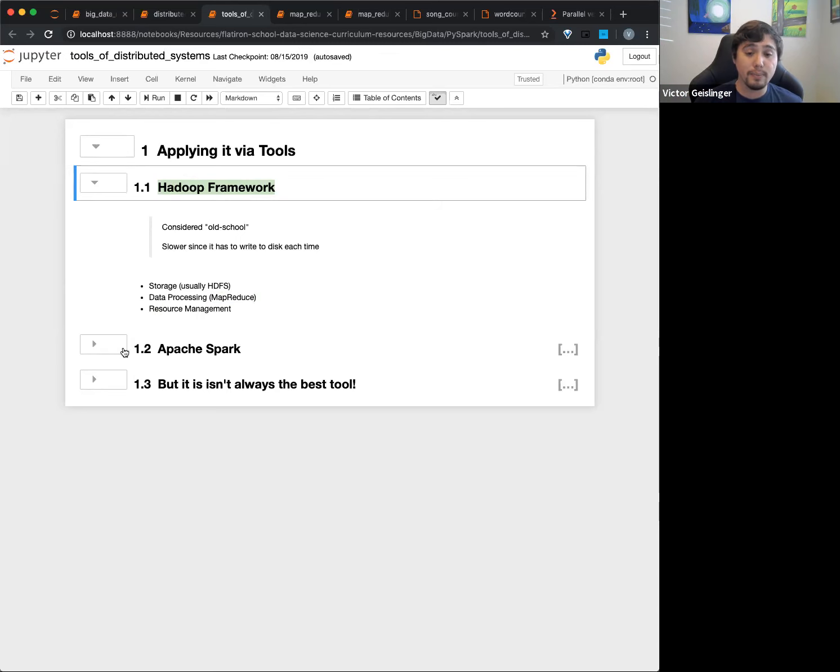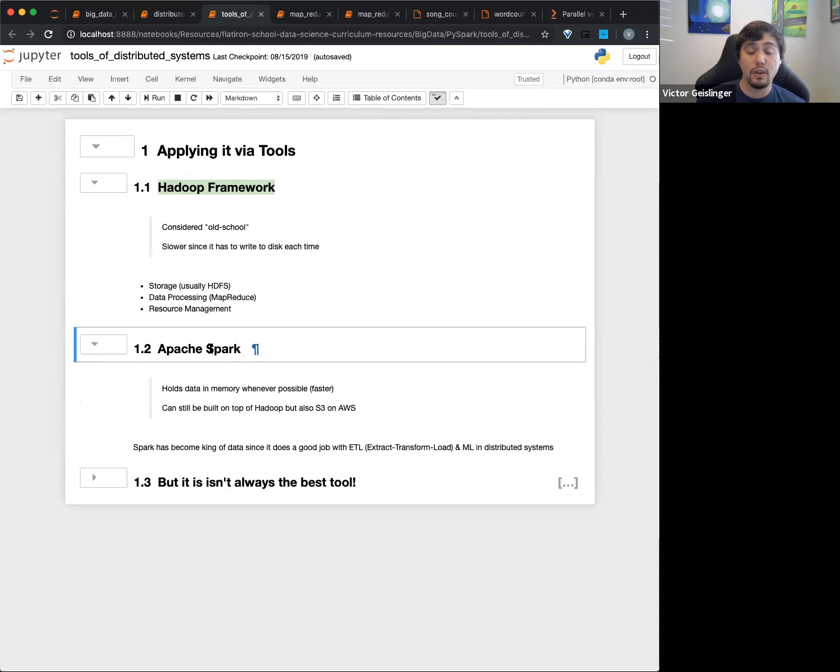The new stuff right now is Apache Spark. Apache Spark is also written in Java. It's faster than Hadoop, or generally is faster than Hadoop, because it holds data in memory whenever possible. So it's holding it all within RAM, which lets it crunch numbers a lot quicker, and it doesn't write to disk unless it needs to. So you actually get faster speed on this.